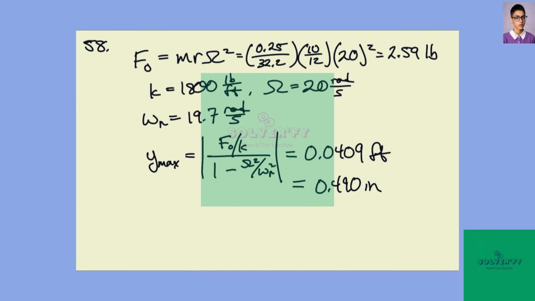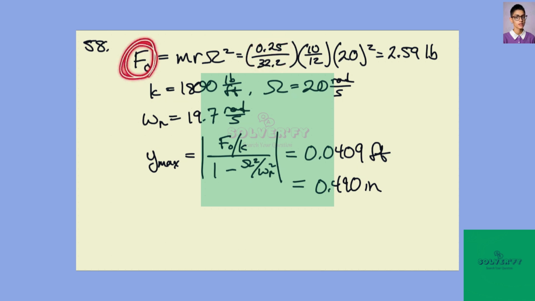In this case, we are told that the motor is spinning at 20 radians per second, and we know what the unbalanced mass is. Well, we know it's the unbalanced weight, so we can convert to a mass.